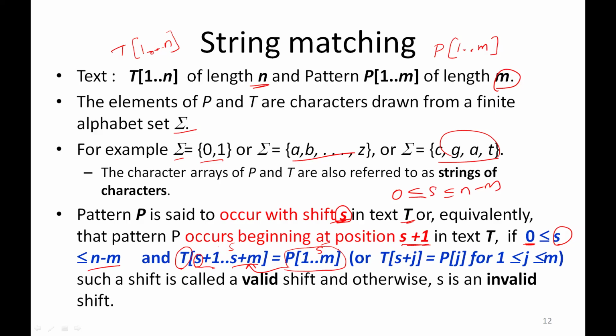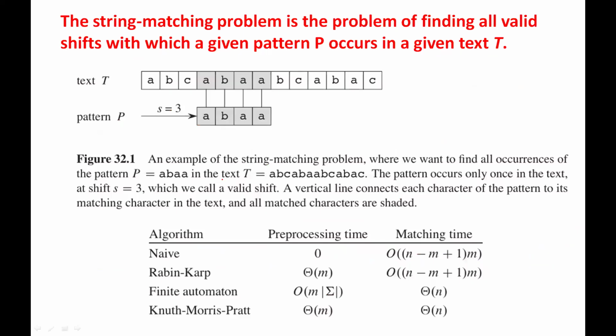Okay. So for example, suppose that this is a text, and this is a pattern A, B, A. And we are searching for a pattern. So you can say at this point, s is equal to 0.